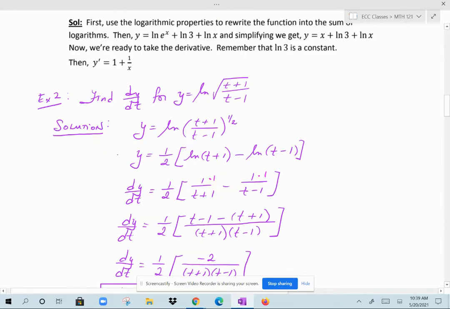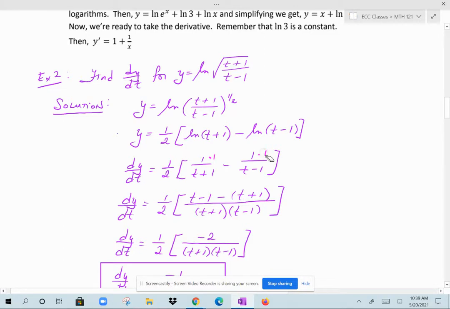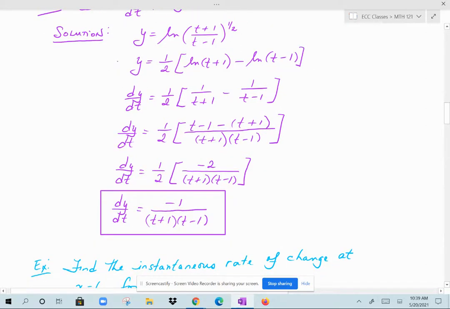And then on the next line, I got a common denominator, which is t plus 1 and t minus 1. So the first one gets multiplied by t minus 1. The second one gets multiplied by t plus 1. And now you have your like terms in the numerator with a common denominator in the denominator. And when you distribute your negative and combine like terms, the t's will cancel, and -1 and this becomes a -1, gives you a -2 in the numerator. But these 2's cancel, so your derivative is -1 over t plus 1 times t minus 1.